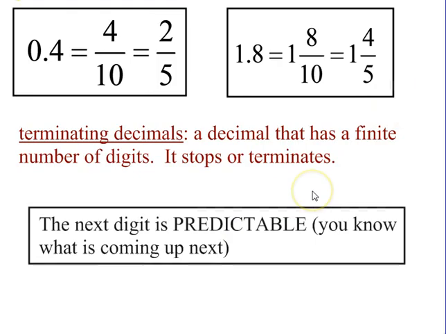Here's the thing again. Is it predictable? Can you tell what's coming up next? 0.4, I can tell the next numbers are going to be zeros all the way through. It's predictable. It's a rational number.